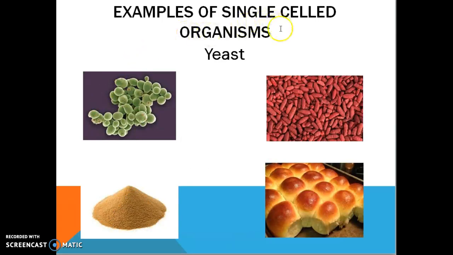Another example of a single-celled organism would be yeast. So here's what it would look like close up. Each little piece here would be one little piece of yeast. This is what a pile of yeast would look like if it were all together. Here's what it would look like underneath a microscope.